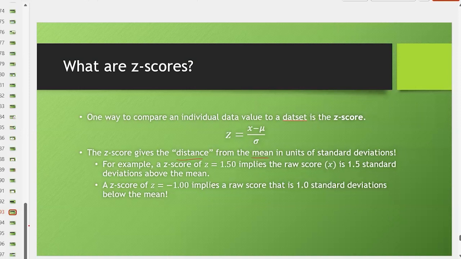So a z-score of positive 1.5 tells you that a value is 1.5 standard deviations above the mean. A z-score of -1 means it's 1 standard deviation below the mean. Values that are less than the mean should have z-scores that are negative. Values that are greater than the mean should have z-scores that are positive. That plus or minus tells you the position relative to the mean. The value tells you how far away from the mean the particular value is.